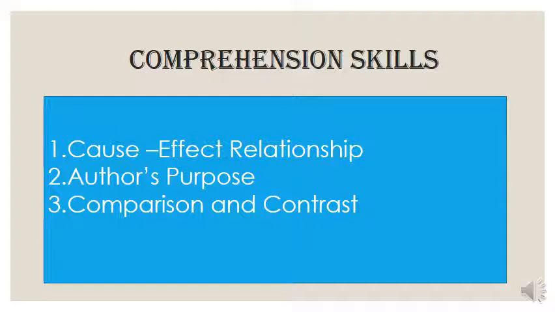We also covered 3 comprehension skills: cause-effect relationship, author's purpose, and comparison and contrast. In the first theme, we covered 2 skills, which are cause-effect relationship and author's purpose. In the second theme, we explained the comparison and contrast. Let's start revising what is a cause-effect relationship.